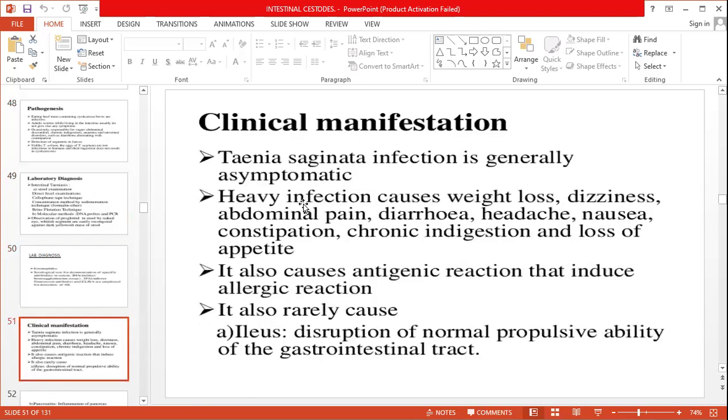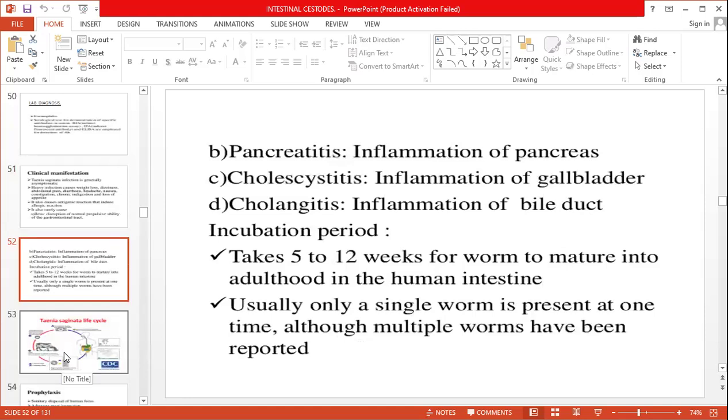Clinical manifestation: Taenia saginata infection is generally asymptomatic. When infected, the infection causes weight loss, dizziness, abdominal pain, diarrhea, headache, nausea, constipation, chronic indigestion, and loss of appetite. It can cause pancreatitis, cholecystitis, and cholangitis. The incubation period takes 12 weeks for worms to mature into adults in the human intestine. Usually only a single worm is present at one time, although multiple worms have been reported.